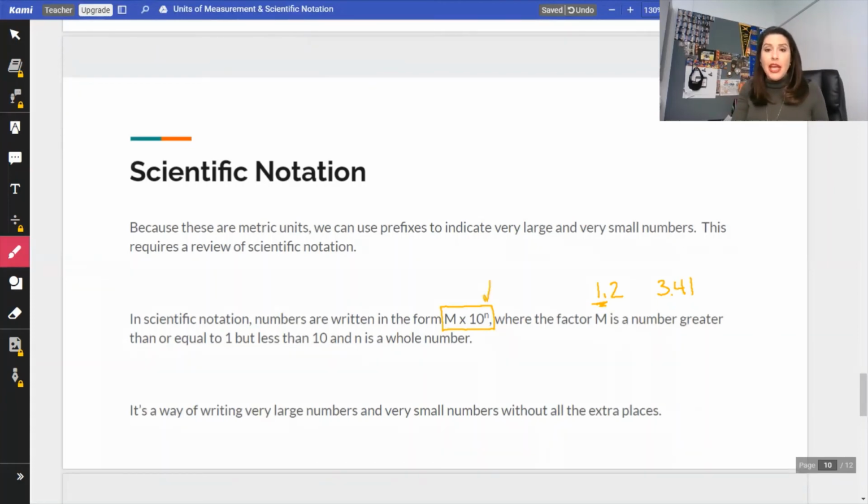N here, the exponent, is a whole number, but it can be a positive whole number or a negative whole number. Positive whole numbers correspond to really, really large values. Negative whole numbers correspond to small values, values that are smaller or a fraction of the base unit. So why do we do it? Well, it's a way of writing very, very large and very, very small numbers without having to add a bazillion zeros, which starts to become quite cumbersome.